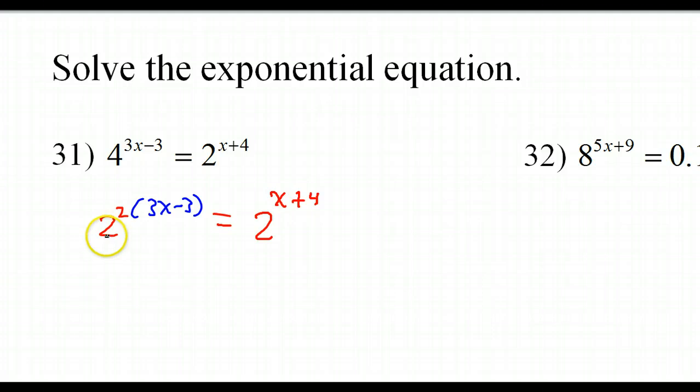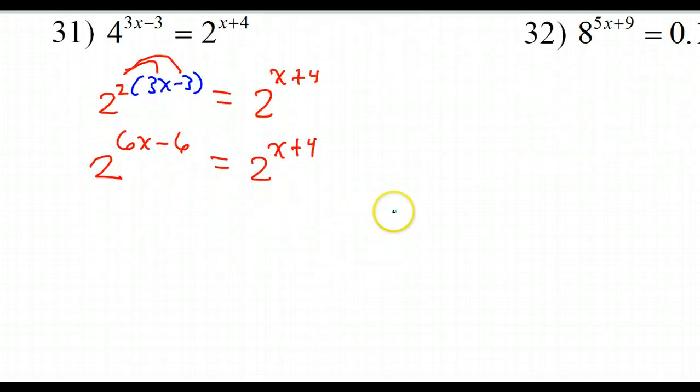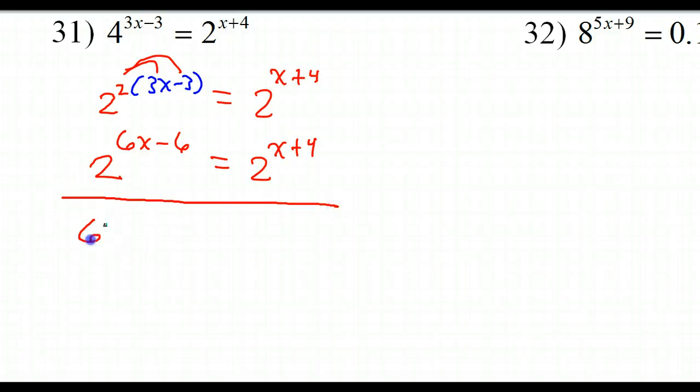Now I have like bases, 2 and 2. If the bases are the same, the exponents are going to be the same. That's the idea. But first let's go ahead and do the distributive property. So this is really 2 to the 6x minus 6 power. And this is really 2 to the x plus 4 power. Well, okay, that's the same thing. So since the bases are the same, the exponents will be the same. So I can go ahead and write 6x minus 6 is equal to x plus 4.